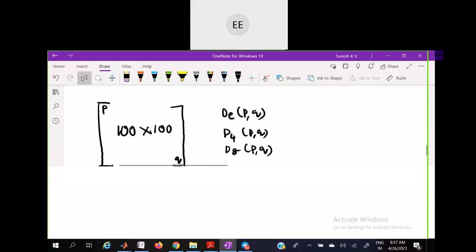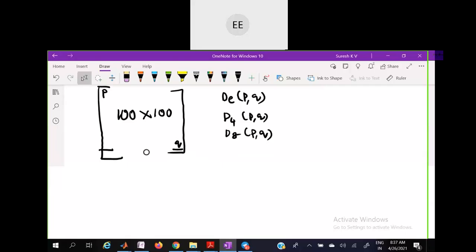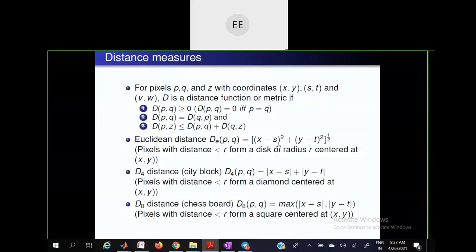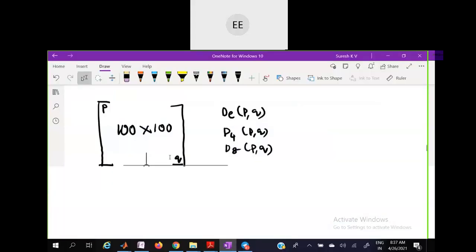I'll give you 2 minutes. I want you to solve this problem. I think you know the definitions, or if you want, I can show them. The definitions are here. The first thing you need to do is see what the coordinates of these points are.